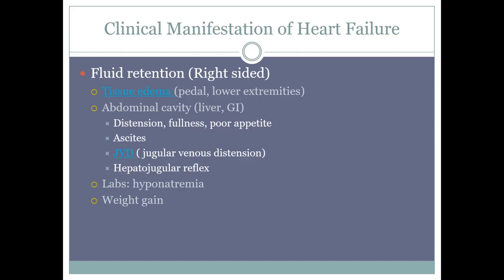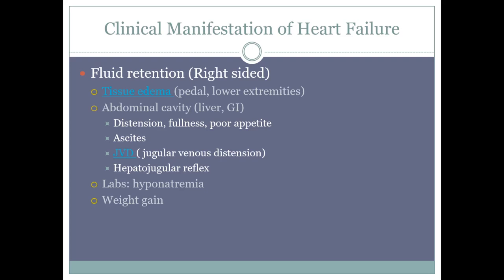So tissue edema, typically we'll see that in the lower extremities, and that occurs in the venous system just because of gravity, right? So you'll tend to see more fluid accumulation in the lower extremities because of the increased volume of blood, increased pressure in the venous system. You can also see that transmitted to the abdominal cavity, so you can have some distended abdomen because of ascites, which is fluid accumulation in the peritoneal space. It's just that distension and fullness can alter their GI system as well.